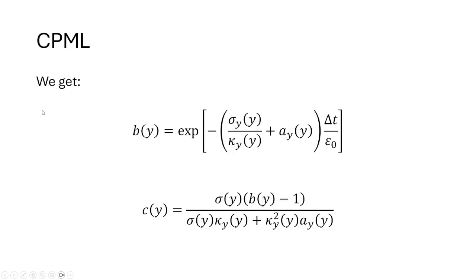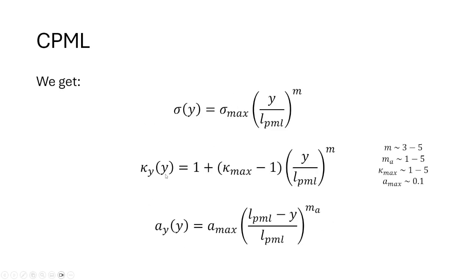They're a little ugly, but they are just functions of the guys we already had. So we have our sigma y, we have our kappa y's, we have our a y's. We know delta t, we know epsilon naught. And once you calculate b y, then you can calculate c y. And c y depends on b y, right? You can see it here, b y minus 1. Again, we'll do the code for this, so don't worry, you don't have to memorize these equations.